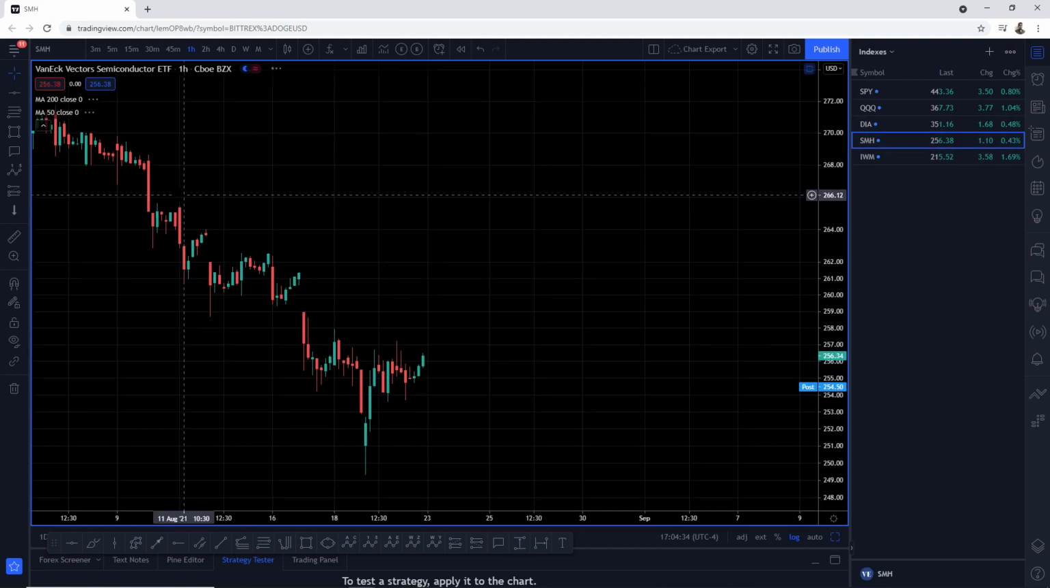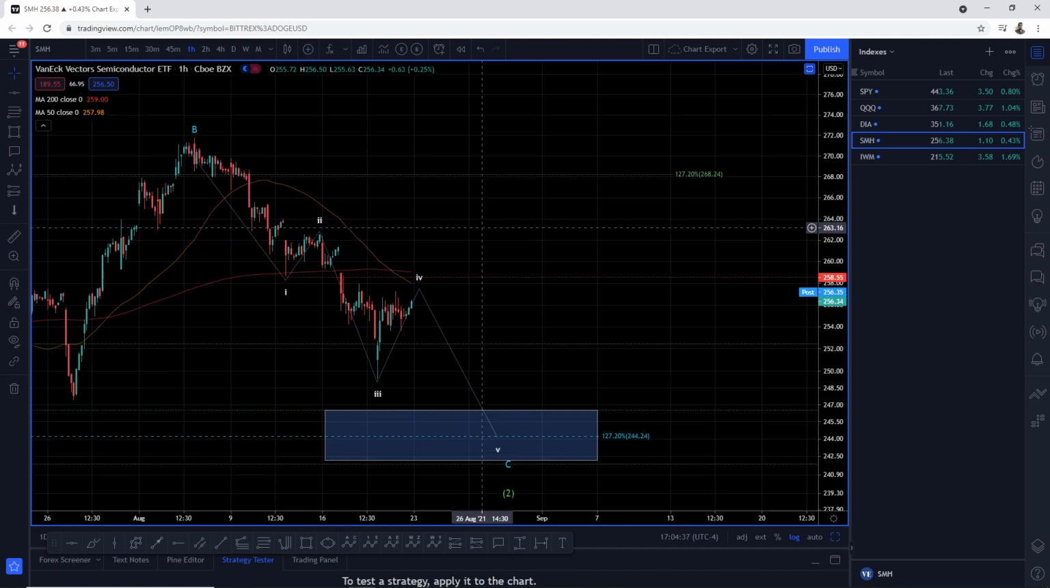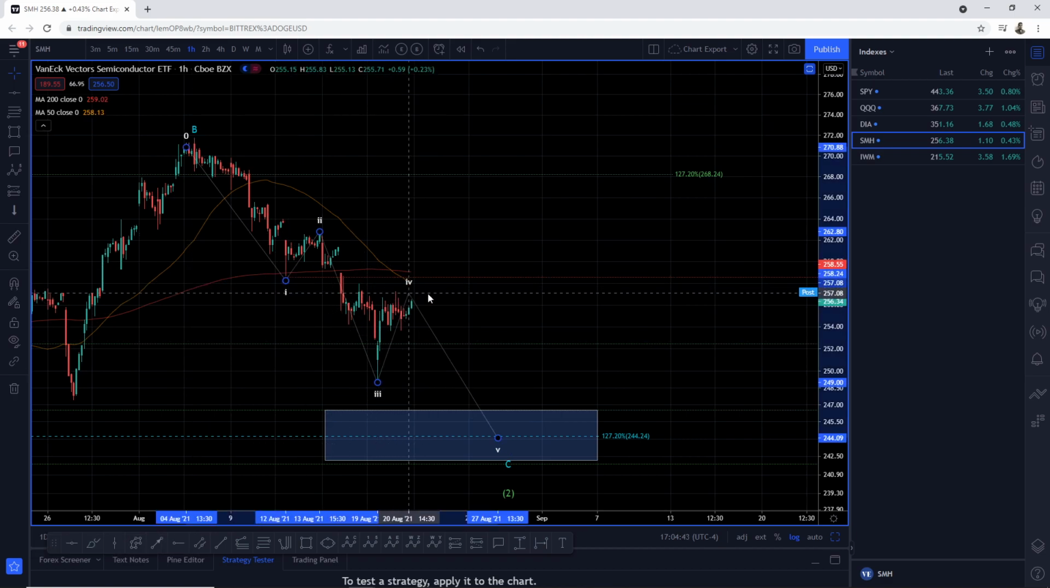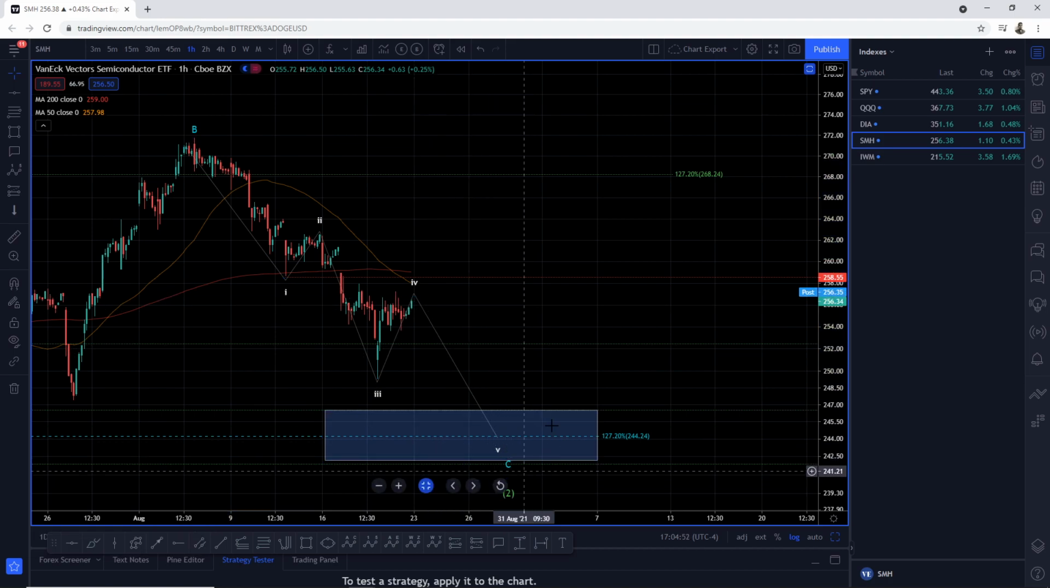All right, over to the SMH, guys. The SMH is looking less attractive for now. So out of the wave B, down in 1, up in 2, down in 3, up in 4, we haven't surpassed. I mean, wave count invalidation comes if we go beyond this wave 1. Okay, for now, we're looking at this as wave 4, and we have a little bit more downside left.